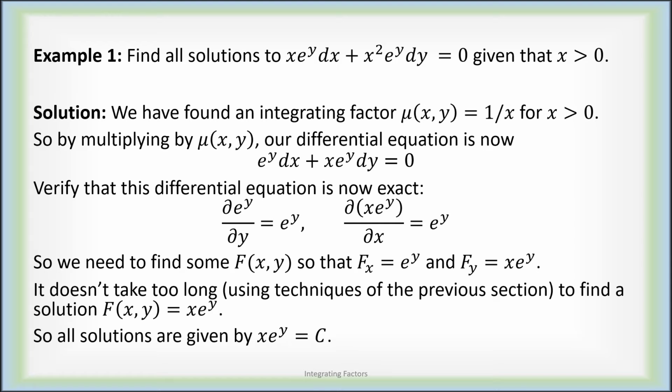And we know that solutions to our new exact differential equation are exactly the same as solutions to this one here. Okay? The only difference between these two equations is multiplying by x. And since x is positive, you can just divide an x out here to get this, and it's exactly the same equation. So solutions are given by x e to the y equals a constant.